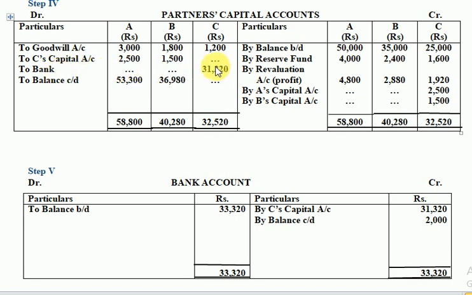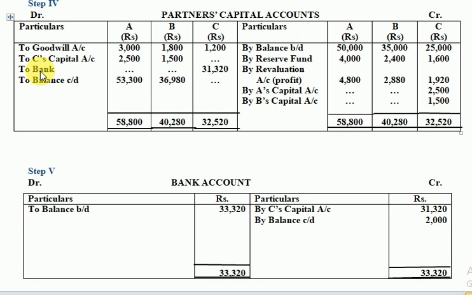How do we arrive at this amount? The total 32,520 minus this 1,200. So we arrive at 31,320. Now at this point, I'll tell you one more thing. If the retiring partner is not paid the amount, then you will replace this word to bank with C's loan account. I repeat, if in the question it was not mentioned that C is being paid the balance amount, then you will write here, instead of bank, C's loan account.